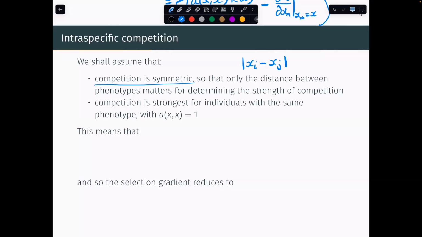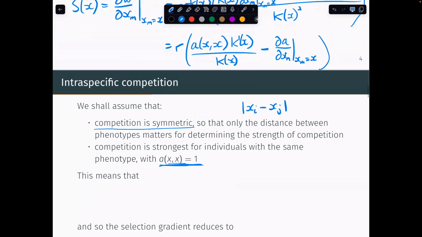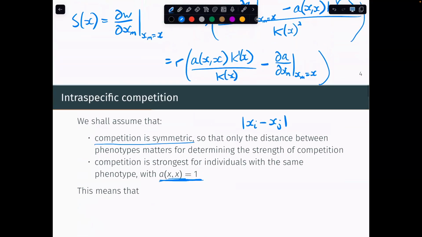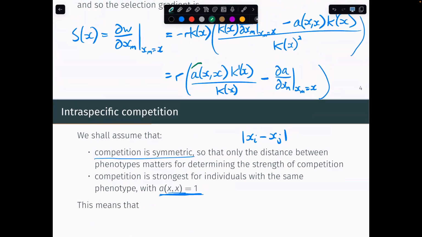We're also going to assume the competition is strongest for individuals with the same phenotype, and without loss of generality, we're going to assume that individuals who have the same phenotype x here have competition 1. So the strength of their competition is just going to be 1. Essentially, we just normalized this competition so that it doesn't exceed 1. Again, you can have scenarios where it might be greater than 1 or less than 1, but for the purposes here, this kind of just becomes a normalization step. So that means up here, in this equation, a of xx is going to equal 1.